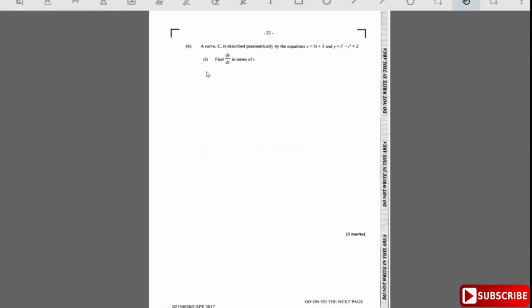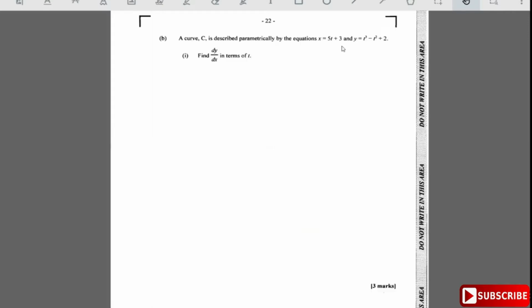All right, part B. Part B says a curve is described parametrically by the equations x equal 5t plus 3, y equal t cubed minus t squared plus t. Find dy by dx in terms of t. So the curve is defined parametrically. We need to find dy by dx. So this is x and this is y.